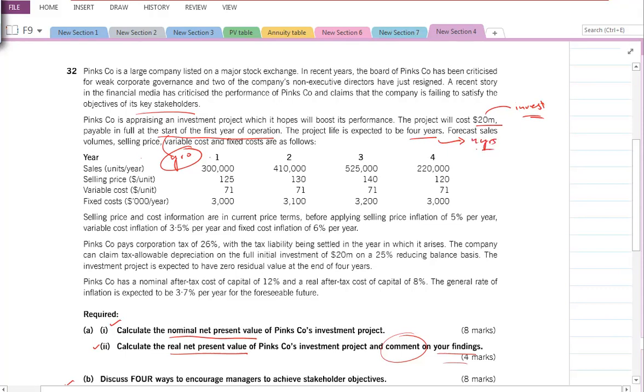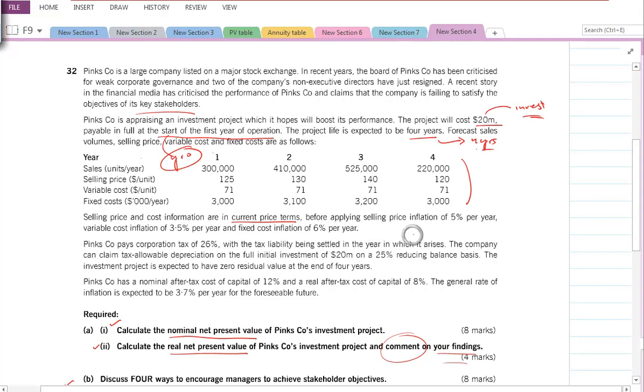Forecast sales volume, selling price, variable costs, and fixed costs are as follows. So we have the sales volume: 300,000, 410,000, 525,000, and 220,000. We're given the selling price per unit. If you can see, the selling price per unit is not the same every year. Variable cost per unit is the same every year. Fixed cost is here and it's also changing. Then we are told the sales price and cost information are in current price terms, which basically means all these figures have no inflation. So in money analysis, we will have to inflate them up.